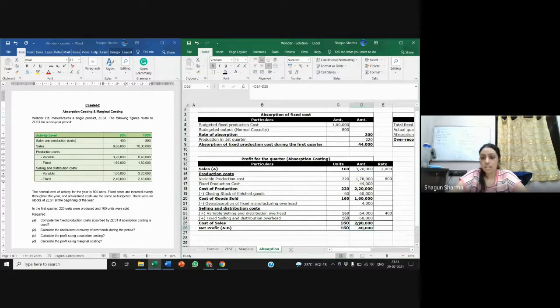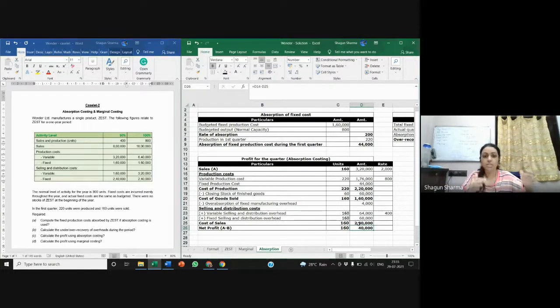Okay. Now, again, I'll just recap everything that we did. First, unlike marginal, where we were doing sales and then variable costs and then fixed costs and then profit, that is not what we are doing here. We are doing sales, production costs, selling costs, and then profit. Within selling costs, the treatment is just like marginal, where variable is treated like variable, fixed is treated like fixed. So let's keep selling costs aside.